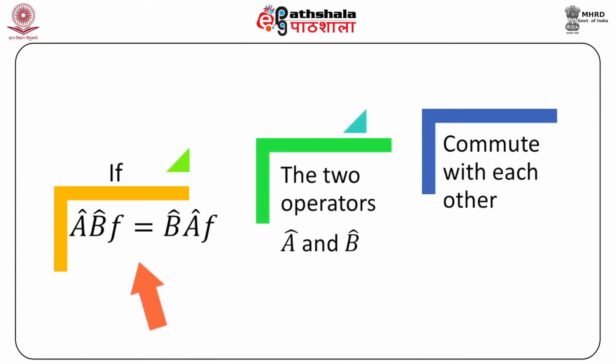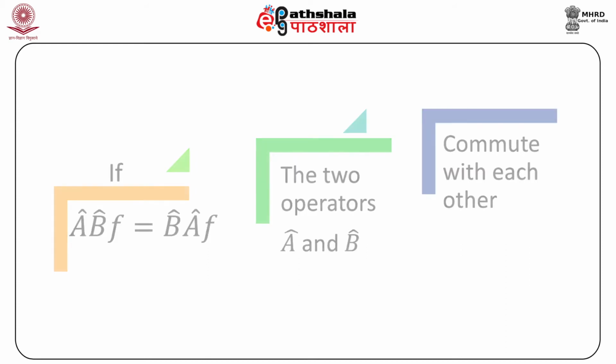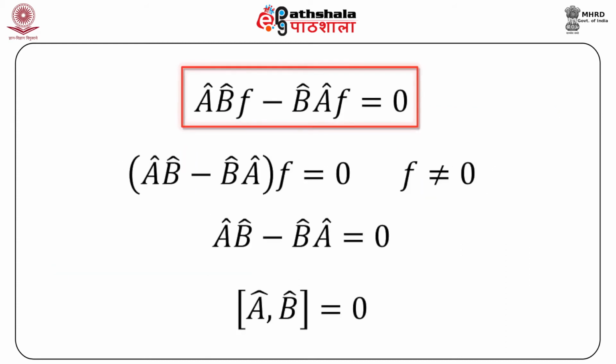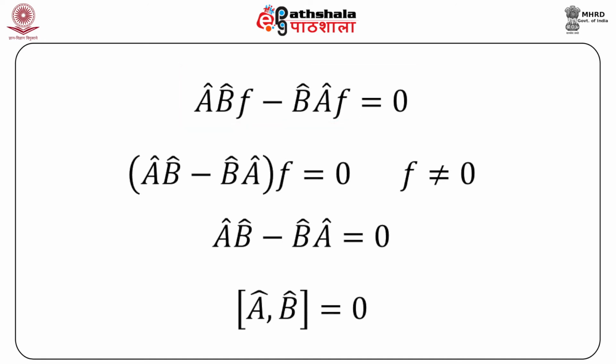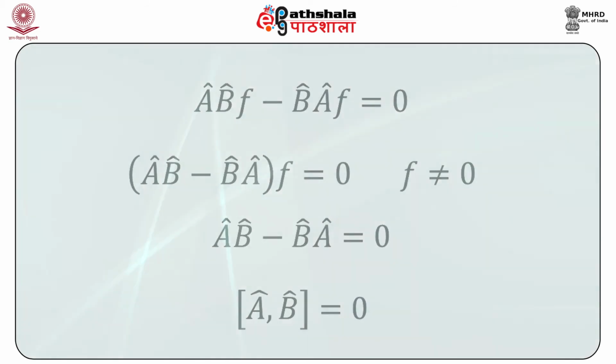If A cap, B cap, f is equal to B cap, A cap, f, then we say that the two operators commute with each other. This is a very, very important thing in quantum mechanics. That means A cap, B cap, f minus B cap, A cap, f is equal to 0 for the two operators which commute. We denote this in parentheses as the commutator of A cap and B cap, equal to 0. This is called the commutator of the two operators.